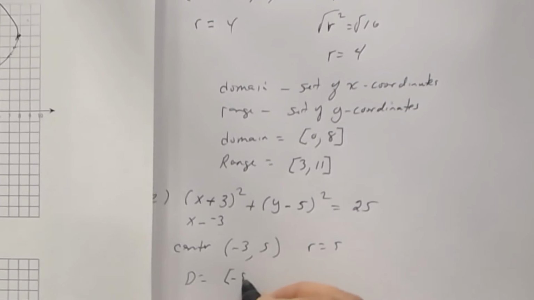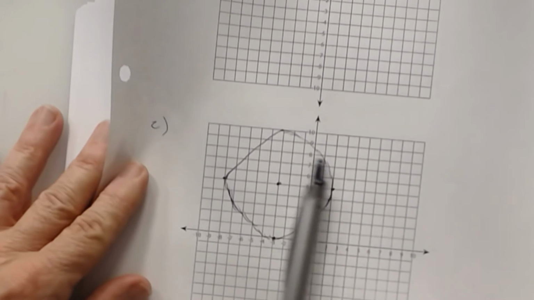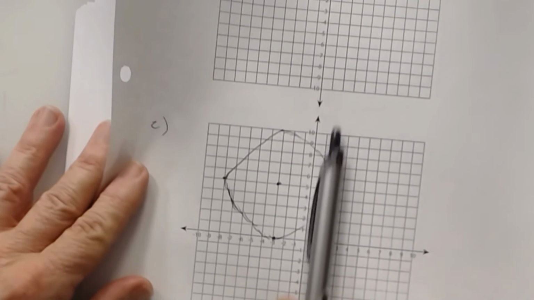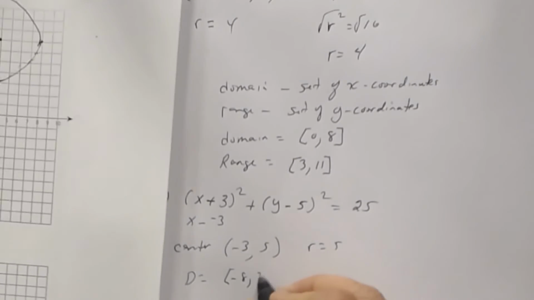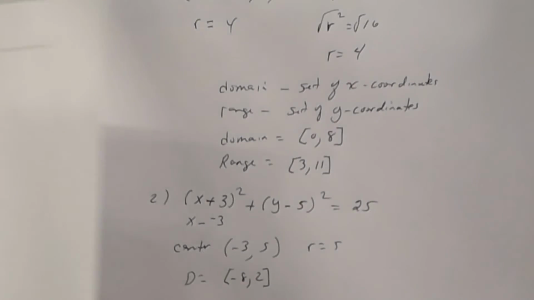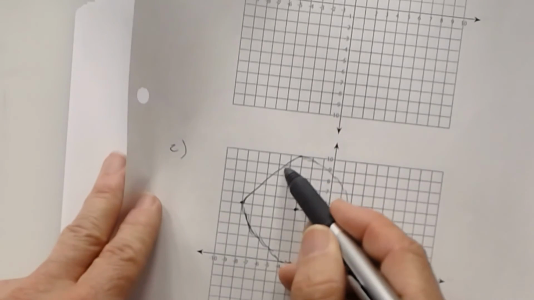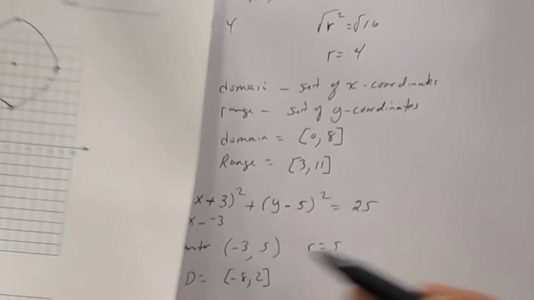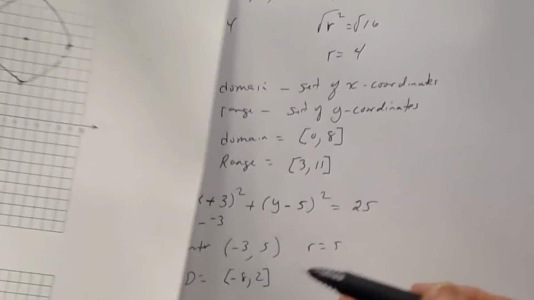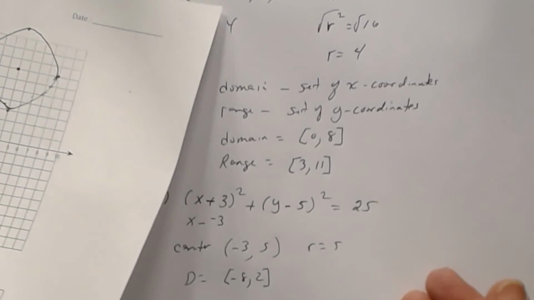Bracket negative 8, comma, and then what is that y? I'm sorry, what is that x coordinate in the end over here? 2. So what you found is this. Now listen carefully. Remember, all these are our solutions, correct? All these are solutions. That's why we use brackets, because every point on that graph is a solution. So hence the idea of brackets here.